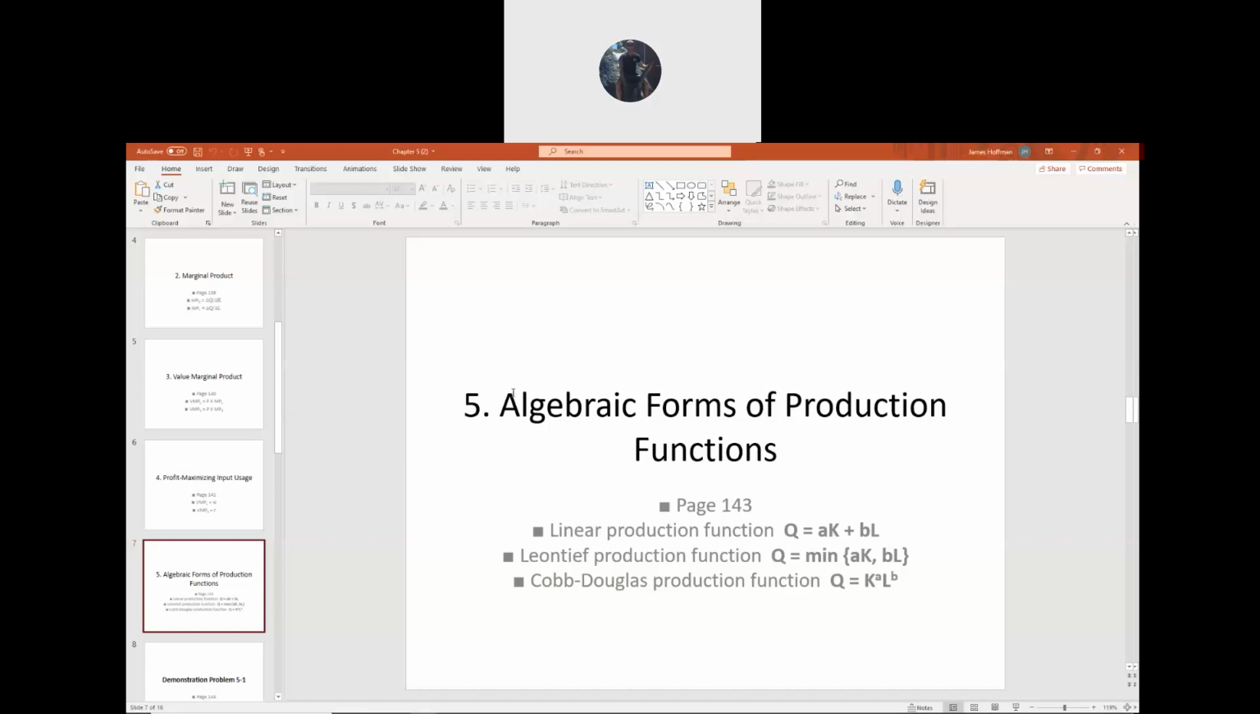Okay. Yeah. So there's three different types of production functions that we're going to look at here. The simplest will be a linear production function. The next one will be this thing called the Leontief production function. I think that guy was French. And this is when you produce output only in fixed proportions. And the third one is a very popular and very useful production function with nice properties, which is called the Cobb-Douglas production function.